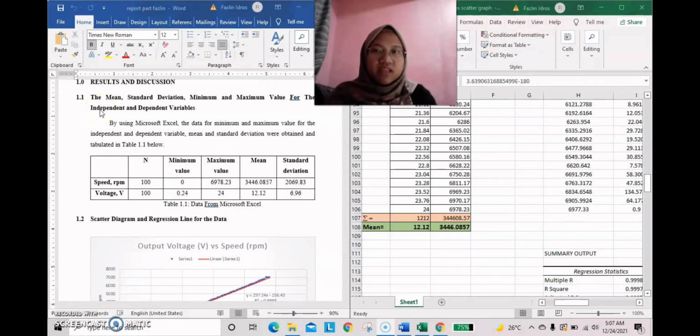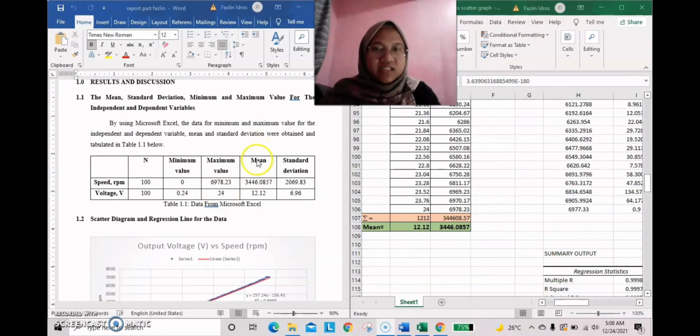For the first part, the mean, standard deviation, minimum and maximum value for the independent and dependent variable. We can see here the total number of data is 100, and the minimum value for speed is 0, and the minimum value for voltage is 0.24 volt. The maximum value for the speed is 6970, and for the voltage is 24 volt.